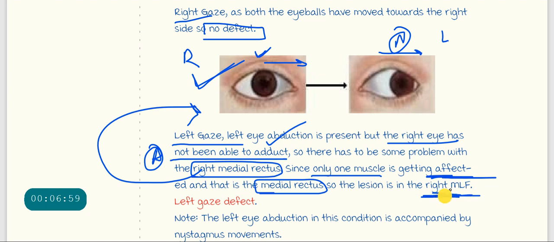Okay, very simple. Now in left gaze defect, note one thing: the left eye abduction in this condition is accompanied by nystagmus movement. Okay, so in left eye abduction the condition accompanies this nystagmus movement.